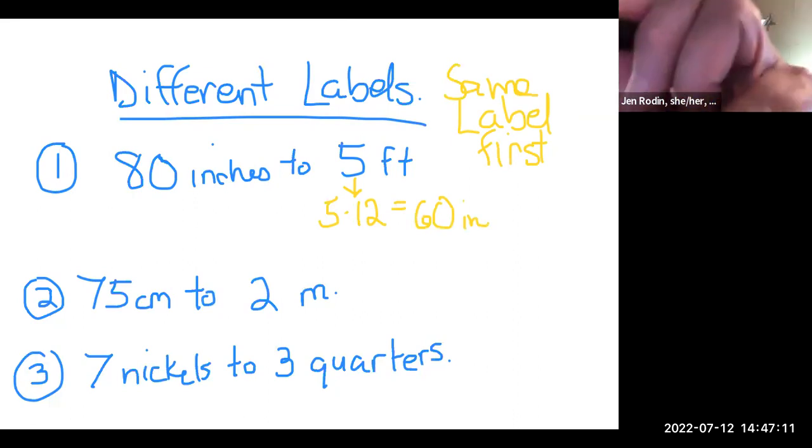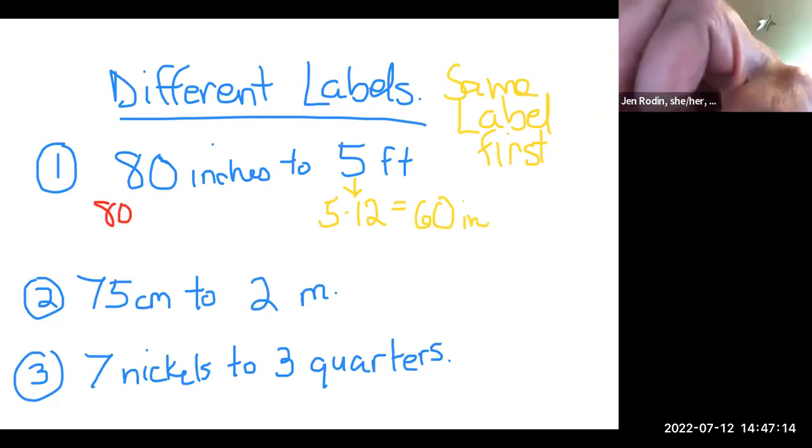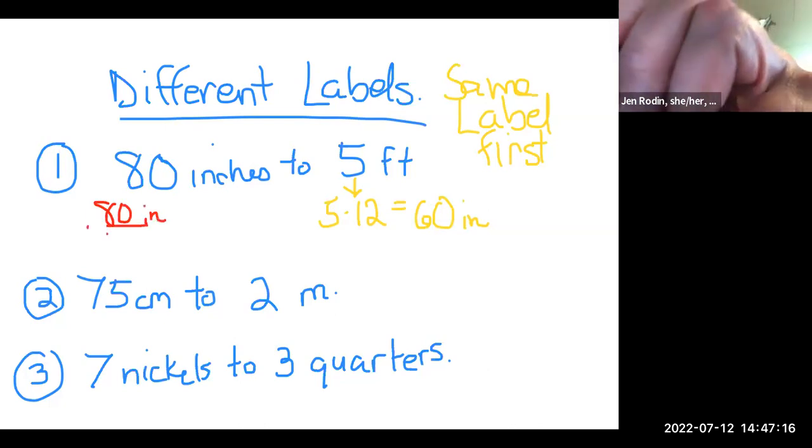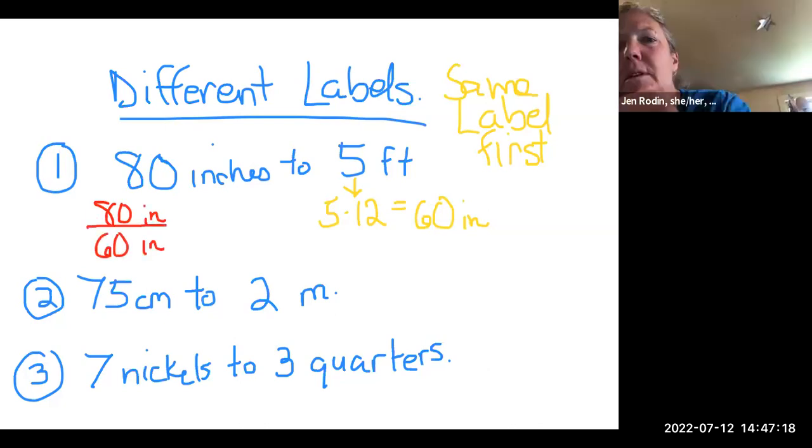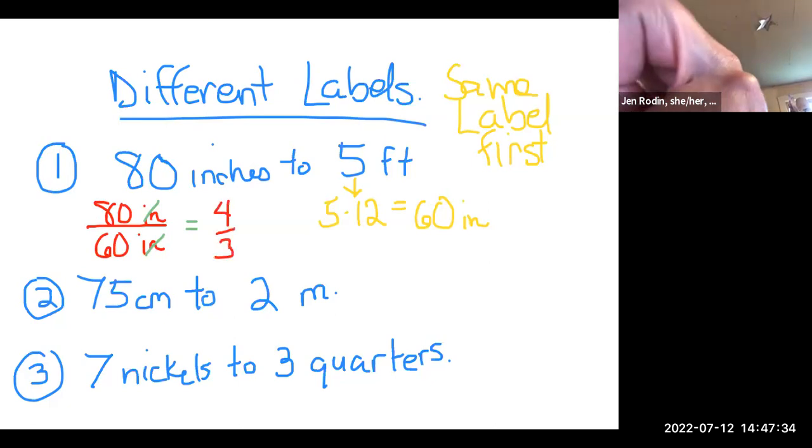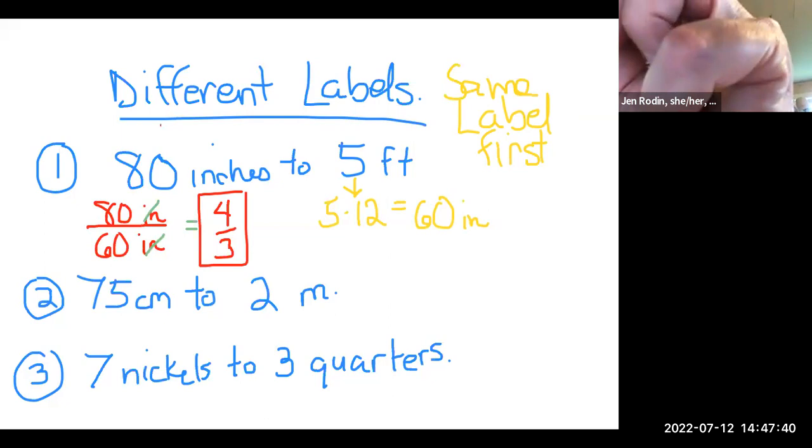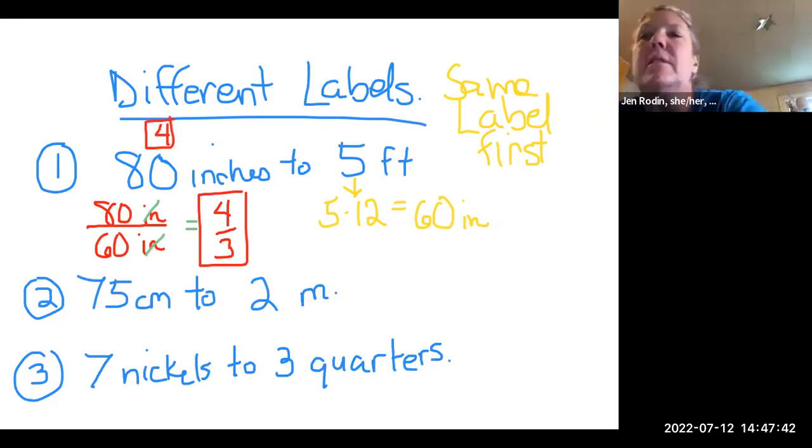And then go ahead and put this one on top, 80 inches to 60 inches. The label can cancel. Reduce the fraction. And we don't write 1 1/3. We leave it as a top heavy fraction. So that would equal 4 to 3. So the 80 inches is the 4 parts to 3 parts.